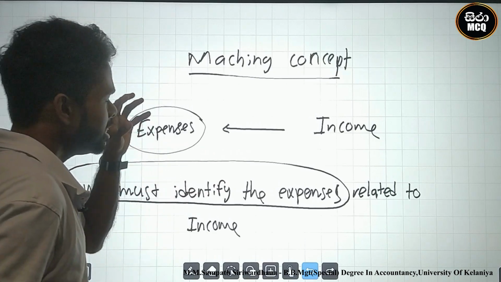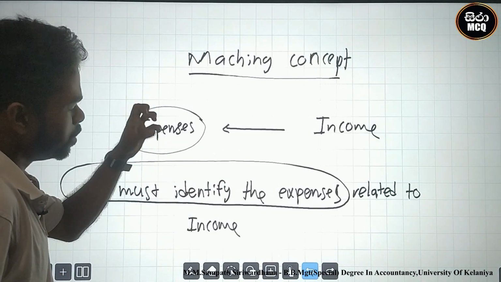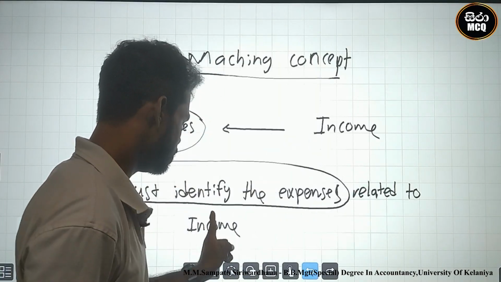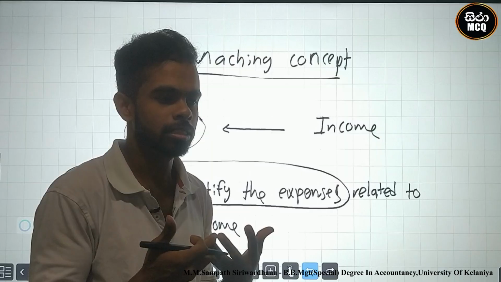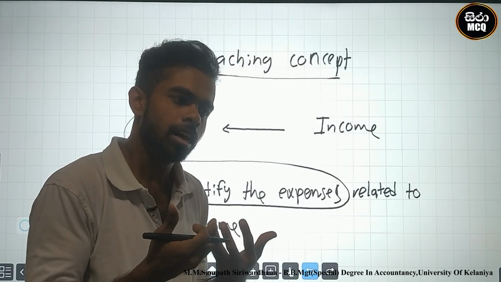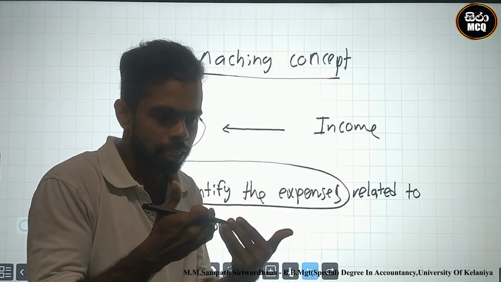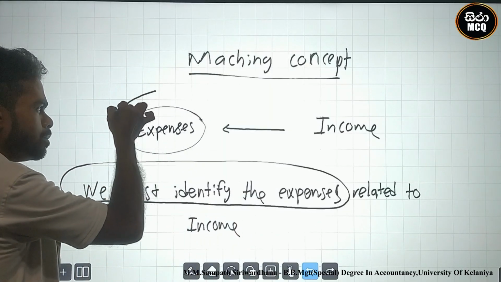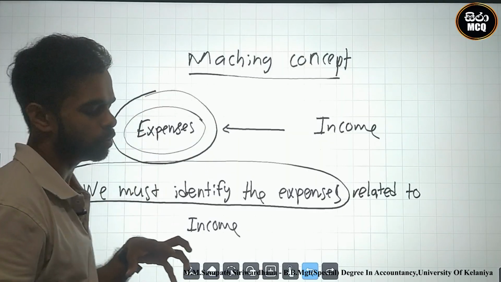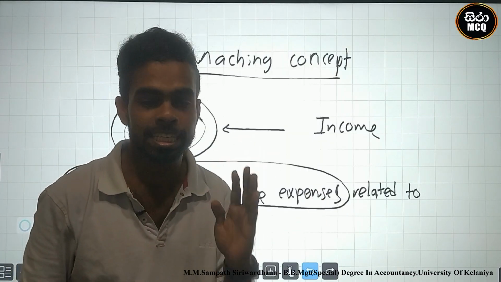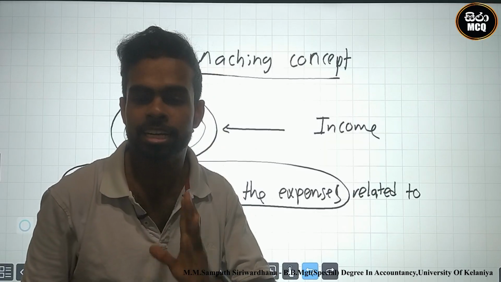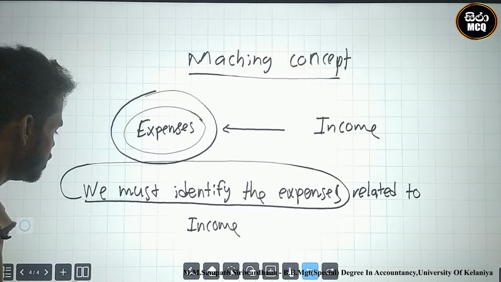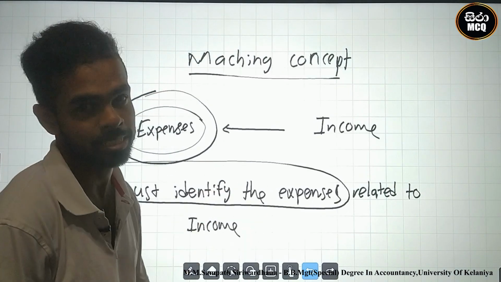This is the identification guideline to identify the expenses. What expenses are related to income? There is an income in the business. We must identify the income related expenses. This is the matching concept guideline for expense identification. Therefore, all expenses are related to which concept? The matching concept. Why? The matching concept is the guideline to identify the expenses.